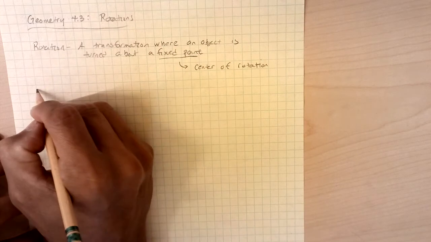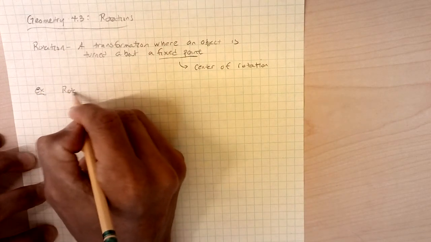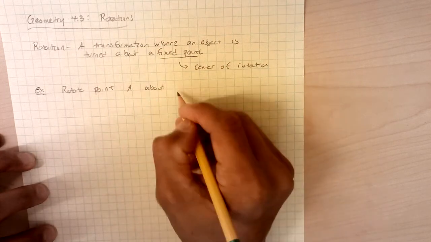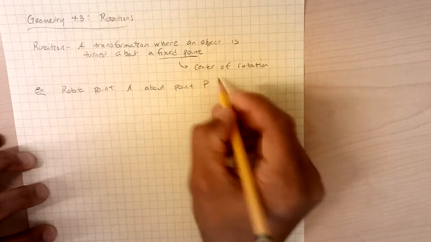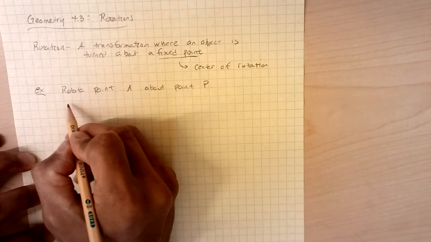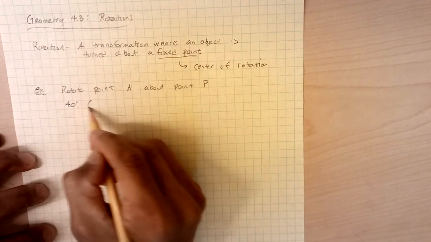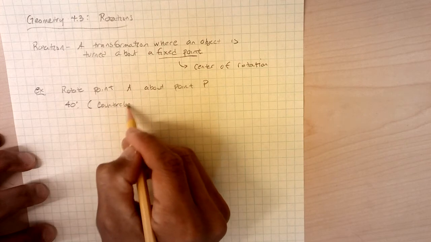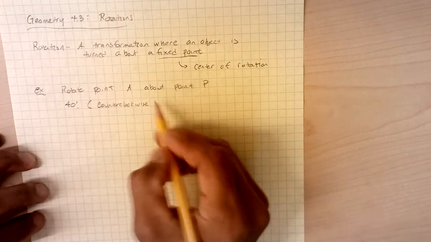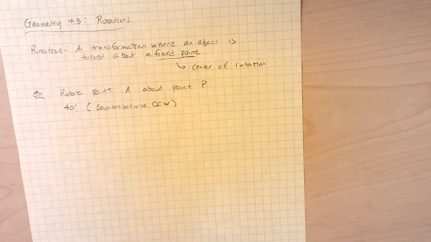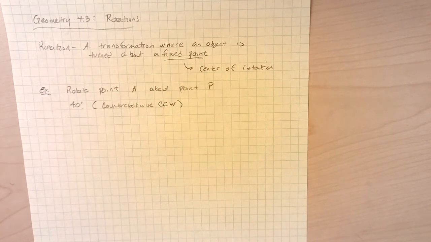So for example, I could rotate a point, I'm going to call it point A, about the center of rotation, point P. So the fixed point is the center of rotation, and then I'm going to say 40 degrees. And then if it's 40 degrees, what that implies is counterclockwise. It's always counterclockwise unless otherwise specified. So sometimes you'll see counterclockwise abbreviated CCW, but if it just says 40 degrees, like I started off with, that implies that it's counterclockwise. If it's clockwise, then it will specifically say clockwise or possibly just CW.